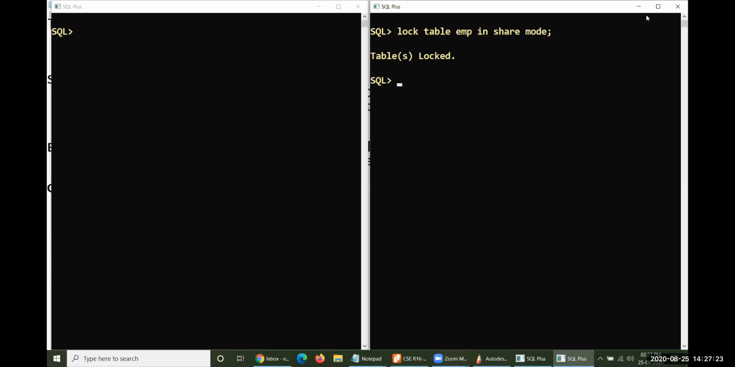Okay, yes, your table has been locked. Now the status of your table goes to share mode, I mean read-only mode. At this moment, this user wants all permissions to operate. Now look at this: lock table emp in exclusive mode. He would not be given the permission because the lock status of the emp table has already changed from free mode to read-only mode here.